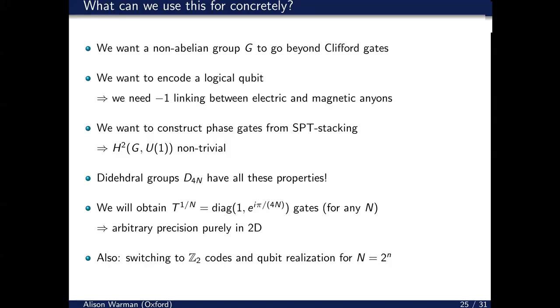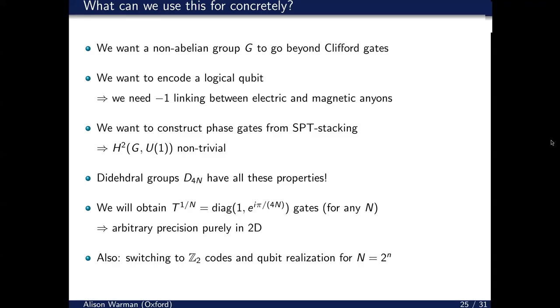there's this general construction. We can provide this general construction for finite non-abelian groups. Now, if we want to go beyond Clifford gates, we need a non-abelian group. Otherwise, Bravyi and König showed that if we just use Z2, we can only obtain Clifford gates, which are not universal. So we want a non-abelian group, and we want to encode a logical qubit. This means that we need a -1 braiding phase between some electric and magnetic anyons. Then we want to implement a unitary gate from this SPT phase.